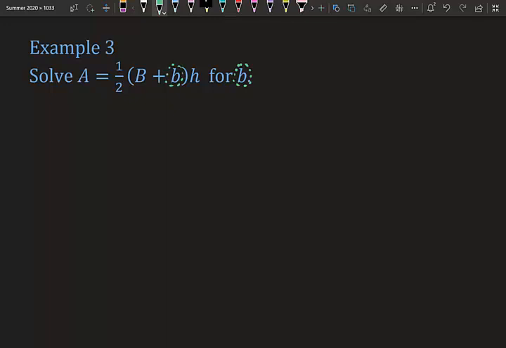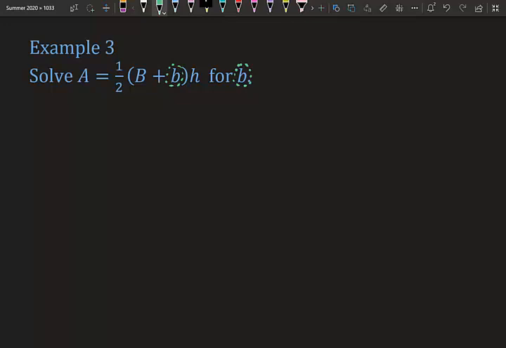So parentheses, we do PEMDAS backwards when we're solving for a variable or solving for something. I like to think of PEMDAS backwards. So parentheses, we're going to touch last. So let's figure out what's on the outside of the parentheses and get rid of it.